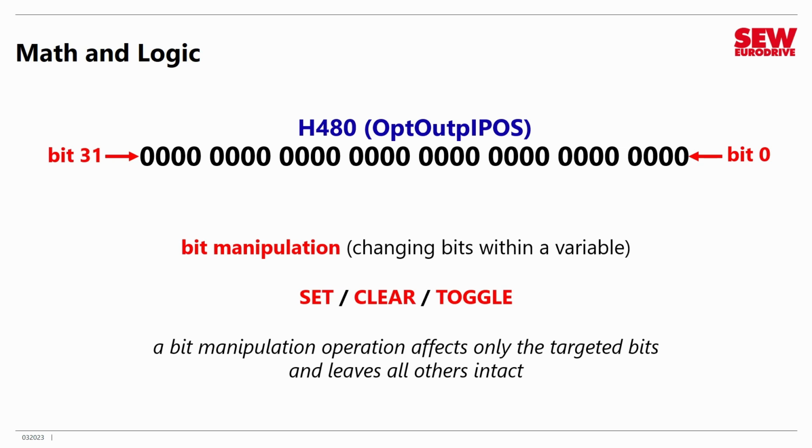And just to review, bit 0 is the least significant bit. It's on the right side. Bit 31 is the most significant bit. It's on the left. And digital output 10 through 17 are the bottom 8 bits.